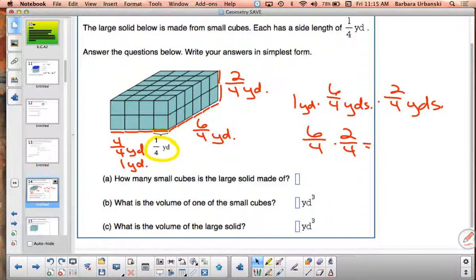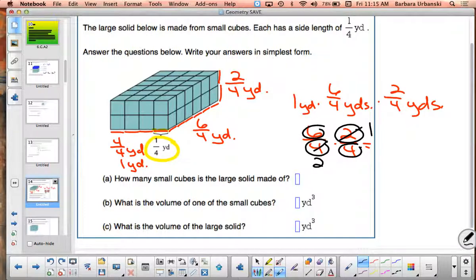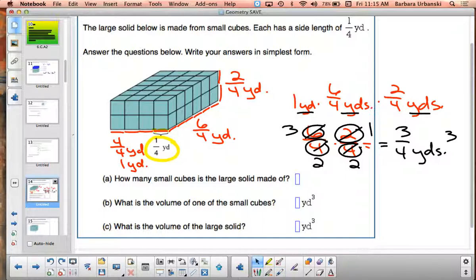And students should always try to simplify before they multiply. Again, we could have simplified it before, but now we've got 2 divided by 2, 1, 4 divided by 2, 2, and we can look at our 4 and our 6. 4 divided by 2, 2, 6 divided by 2, 3, multiply across, and we're going to end up with 3 times 1, which is 3, 2 times 2 is 4, and of course it's going to be yards, and it will be cubed because we had the yards times the yards times the yards. Now, that would just be the real quick, easy way to do it.